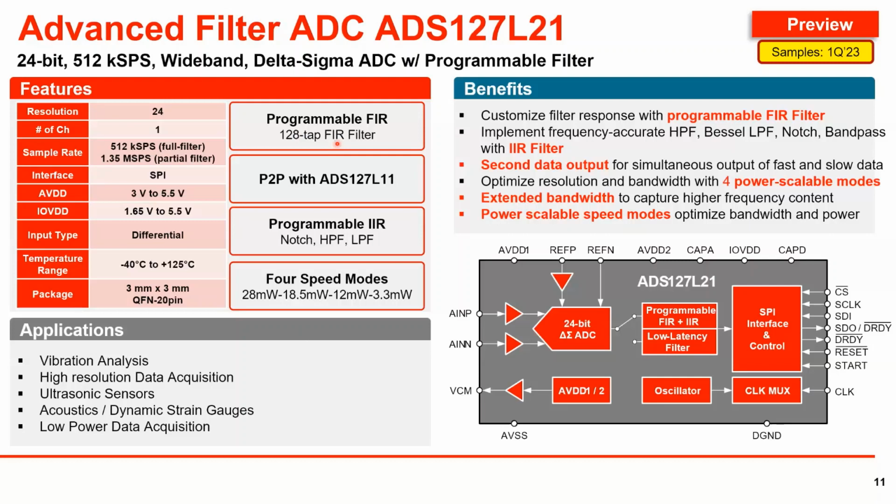Additionally, this device offers 2 additional speed modes, so 4 total speed modes compared to the ADS127L11. Additionally, in the filter configurations, we offer programmable FIR and IIR filters on the chip. So if in your end application you do any type of filtering in the MCU or FPGA, you can now directly upload those coefficients to the ADC for a more integrated solution.